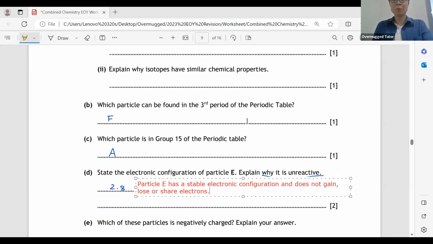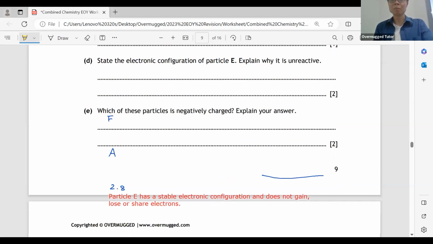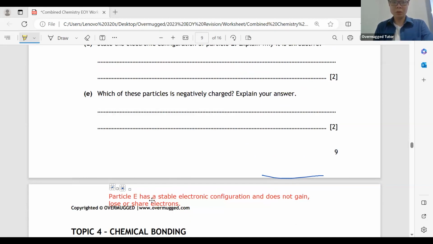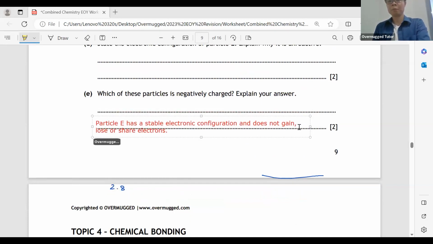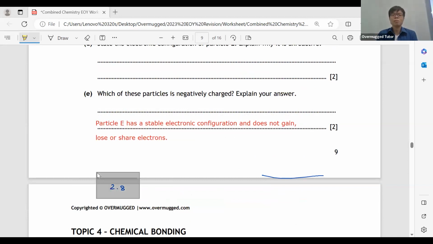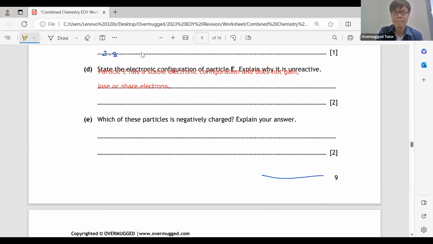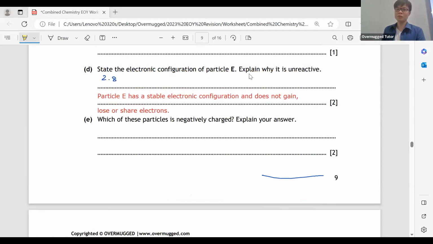Let me move up so y'all can see. Oh, wait, it should be on top. You state the electronic configuration first, then explain why it's unreactive. Or I can ask you, explain why it exists as individual atoms. Same thing, okay?